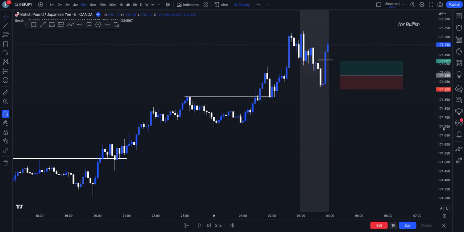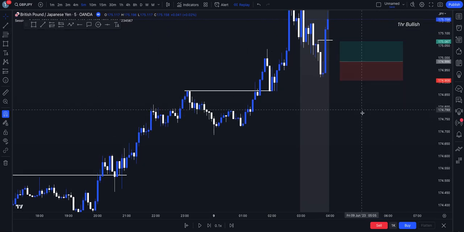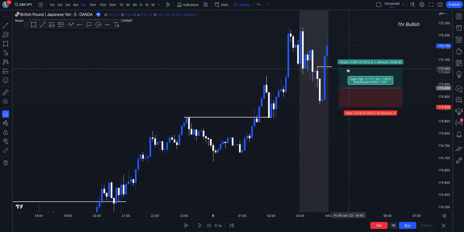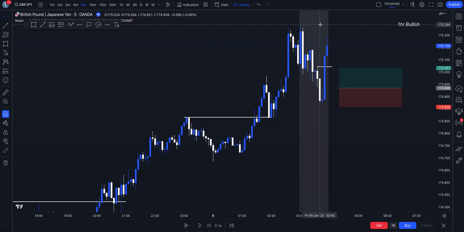So it looks quite a small trade. However, this is not where you're taking profit. This is where you're going to be managing risk. You're going to break even here. The rest you will let run to continue that 1 hour bullish structure.